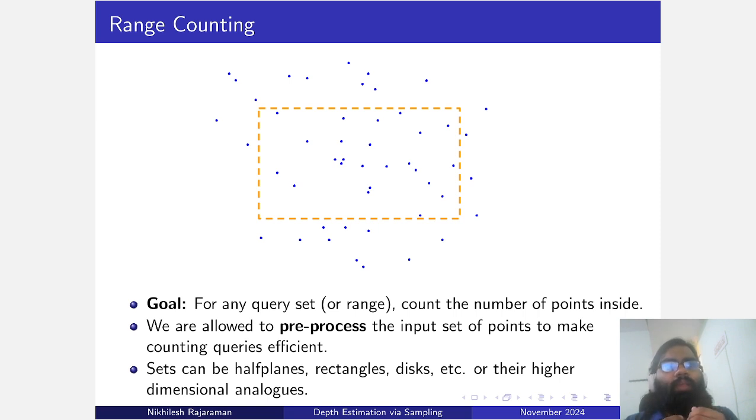And another example is if our ranges are disks instead. So you want to count how many points lie inside some disk or lie at a particular distance from some central point. And also apart from this, we also do quite frequently look at the higher dimensional analogs of these. So in general, in say D dimensions, we might be looking at how many points are there within a hyper rectangle or within a half space or a ball in D dimensions.